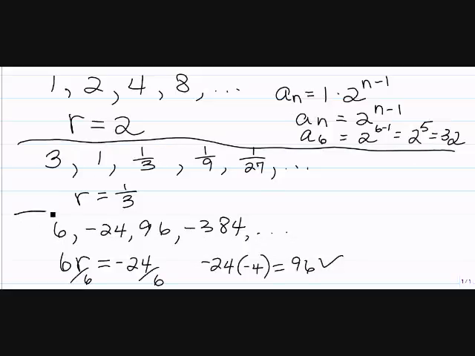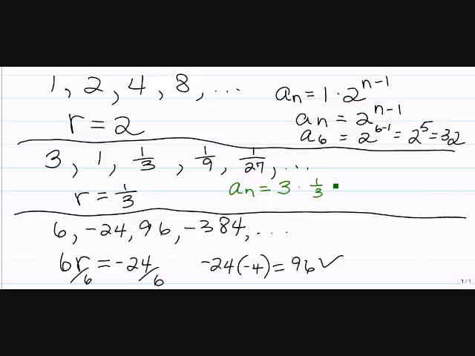Second sequence that I gave you. Let's find the formula for that. Maybe I'll write that in a different color. A sub n equals a sub 1, that's 3, times multiplier 1/3 to the n minus 1. If I have negatives or fractions, I better put that r in parentheses.